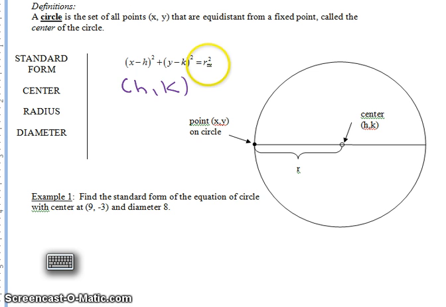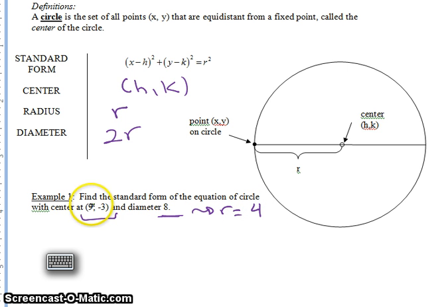The radius is r, and so the diameter is the length all the way across, so you know that to be 2r. So for the first example, we want to find the standard form of the equation of the circle centered at 9, minus 3 with a diameter of 8. So if the diameter is 8, then you know that r equals 4. So the center is 9, minus 3, so you know h is 9 and k is minus 3.